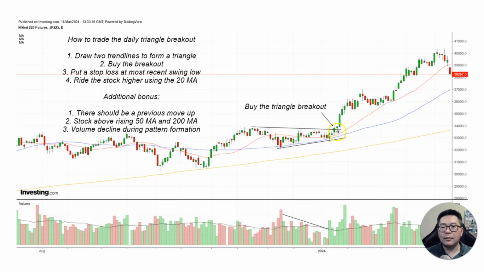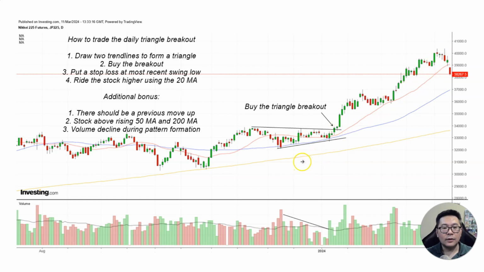And if during the breakout the stock is above the rising 20 MA, it's very good because it tells us that the index or stock is bullish in the short term. And as you can see, during this breakout time, the index was above the rising 20 MA, 50 MA, and 200 MA, and that's why it had a very nice run up to 40,000.